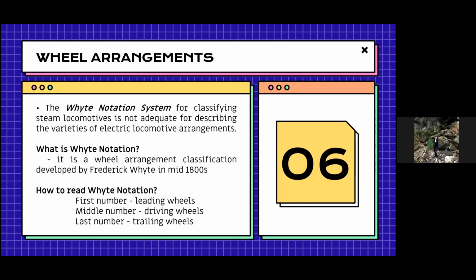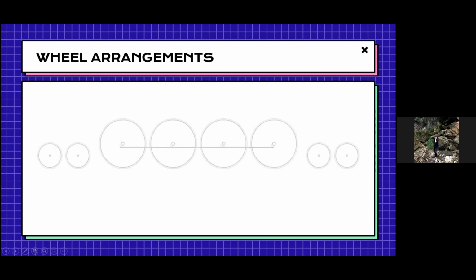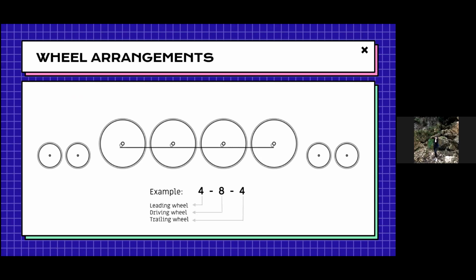Tapos, dito sa white notation system, separated by hyphen. And yung first number is for leading wheels. Yung second or yung middle number is for driving wheels, which is ito yung nagpapagalaw sa locomotive. And then yung last number is for trailing wheels. Next. So for example, the wheel arrangement of this one is 4-8-4. Meaning yung 4, meron siyang 4 na leading wheels, tapos meron siyang 8 na driving wheel, and meron siyang 4 na trailing wheels. Next po.